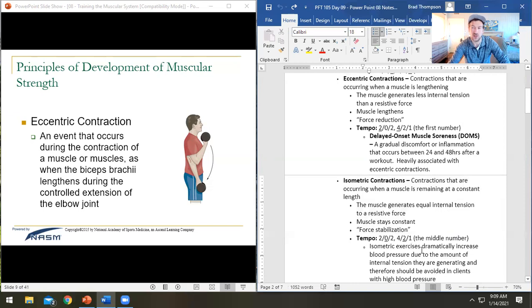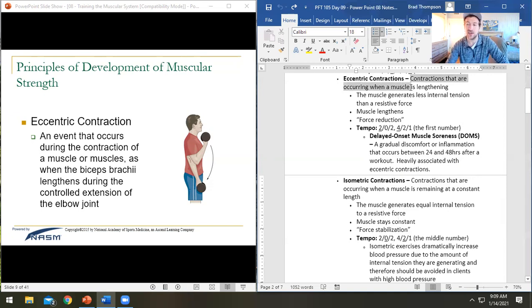In terms of growth, there's not a lot of evidence to suggest that isometrics are very good for growth. But the eccentric portion, that slow downward part, that is great for growth. That is definitely highly associated with growth. So let's talk about that slowly lowering. Those are our eccentric contractions.